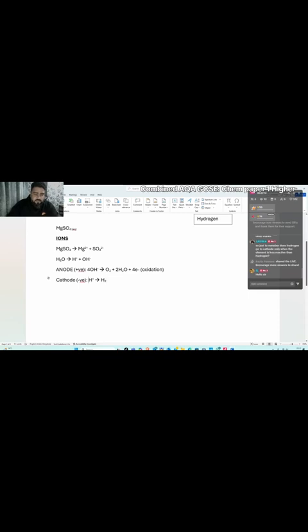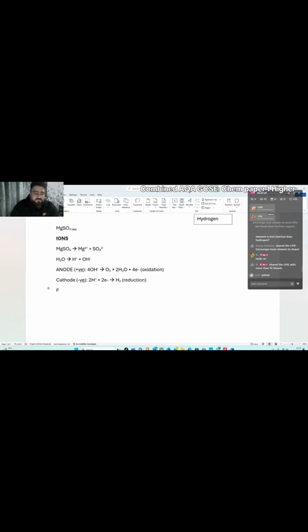Now what we need to do, as usual, is balance the atoms. So this is 2H+. And then finally, balance the charges. So we're going to have 2 electrons here. And because we're adding electrons to this process, this is called reduction.